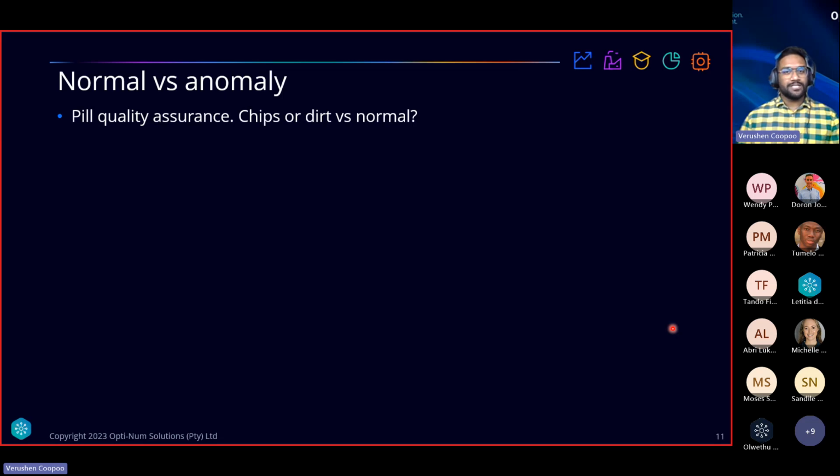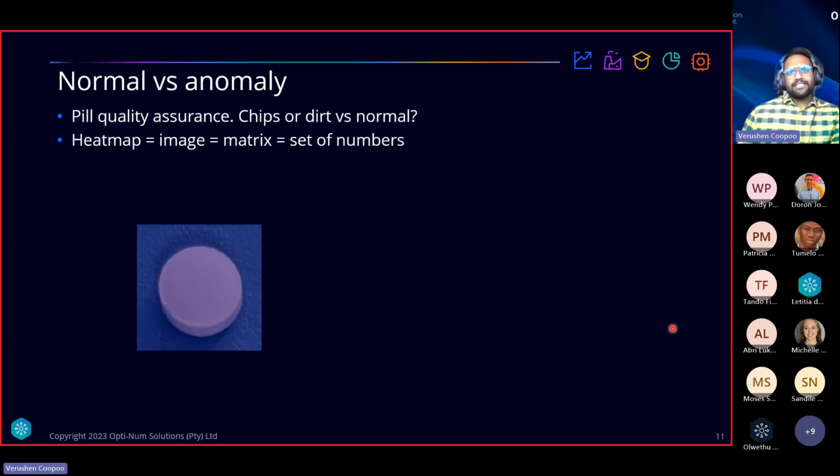And in this data set, the possible imperfections are they could have dirt on them or they could be chipped. And as I mentioned before, what we're going to see are heat maps. Now, a heat map is just an image, and an image is just a matrix, and a matrix is just a set of numbers. That is a fact which I want you to think about, and I'm going to bring it back very shortly. This is an example of a normal pill with the heat map superimposed on it.